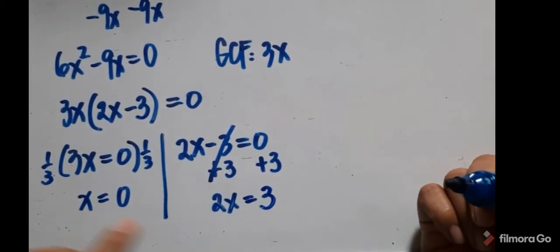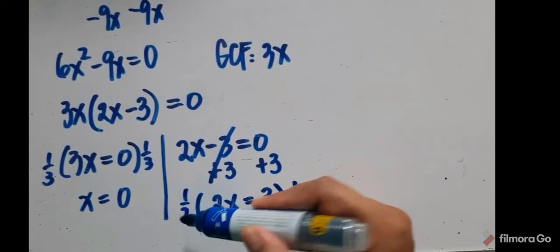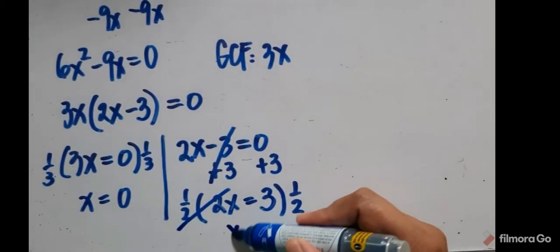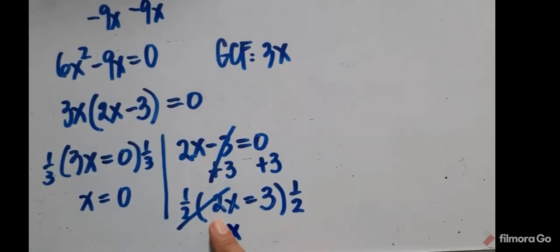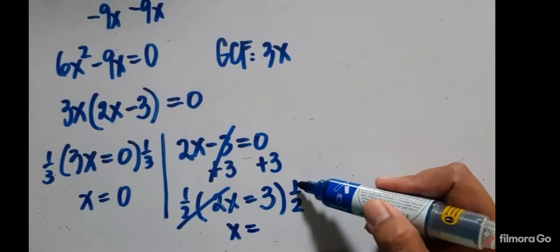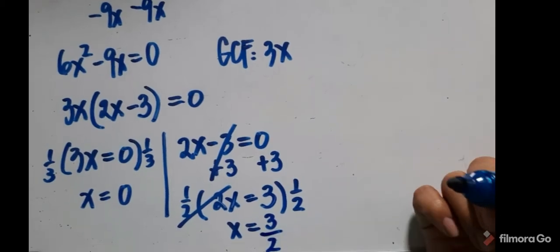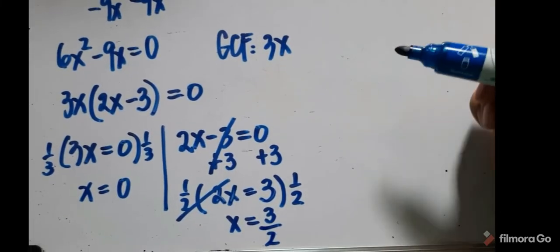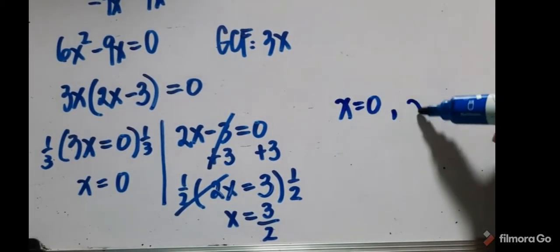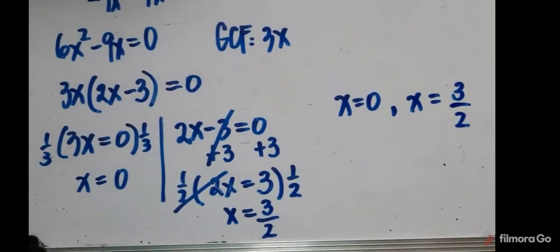Then we solve for the value of x. We multiply both sides by 1/2. 1/2 times 2 is equal to 1, the invisible 1. x is equal to 3 times 1/2, which is 3 halves. So now we have two roots. That would be x is equal to 0 and x is equal to 3 halves. That's it.